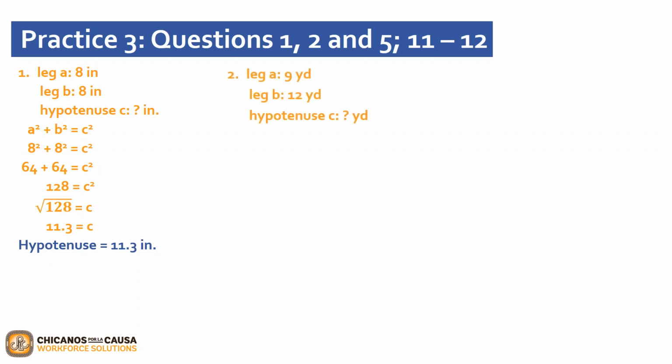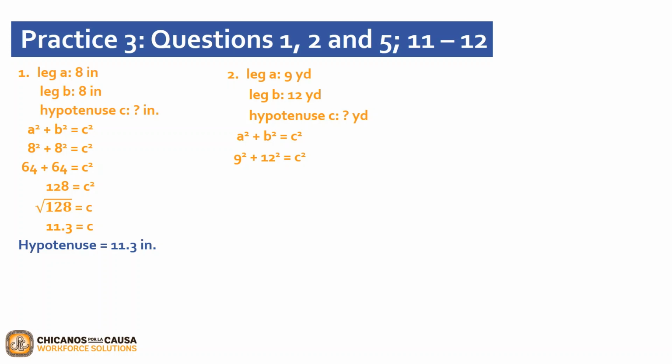Let's move on to question 2. For question 2, we have leg A, 9 yards, leg B, 12 yards, and the hypotenuse is unknown. So here we go with our Pythagorean relationship equation. A squared plus B squared equals C squared. We are going to replace all the variables with the values that were given to us. So we have 9 squared plus 12 squared equals C squared.